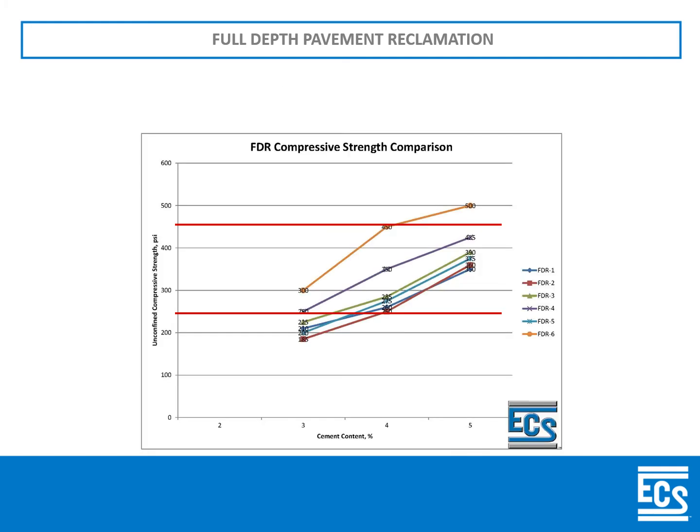Now, once you've done that, this is just a simple linear graph that we've plotted the results of. You can see for each particular sample, FDR number 1, 2, 3, 4, and such, at the different cement ranges. In this one here, we did 3, 4, and 5, and we've outlined or highlighted the unconfined compressive strength range 250 to 450. And basically, you're just trying to find the optimum cement content that meets this criteria. You don't need to use 5% cement if you can get it done at 4%. That's a cost savings for the client, and it meets VDOT's requirements.